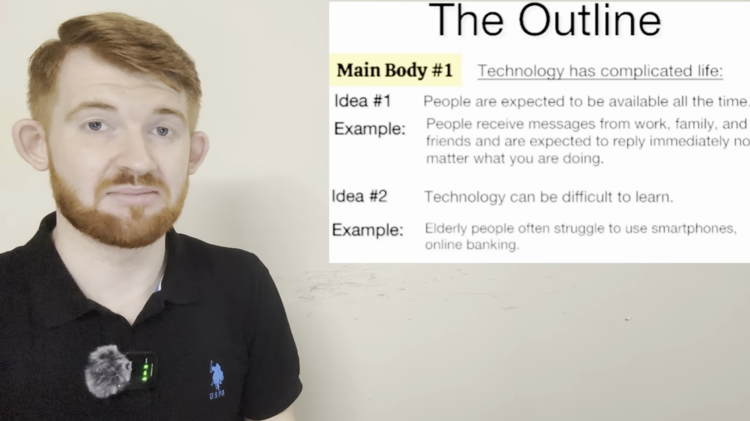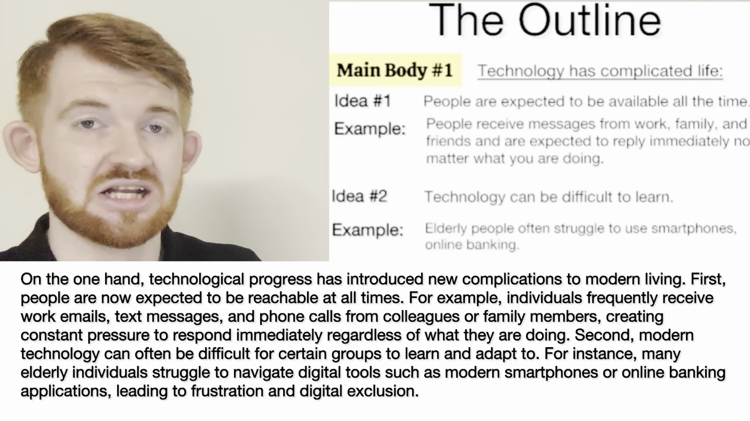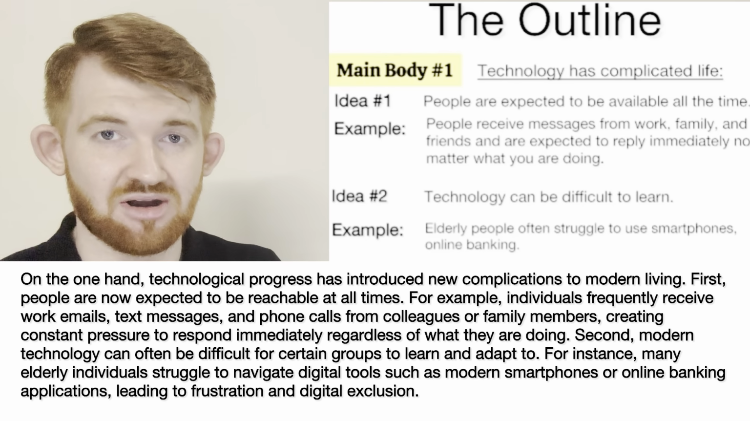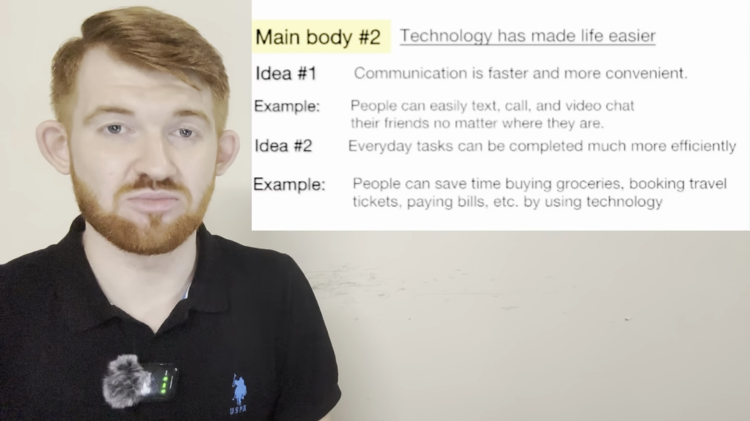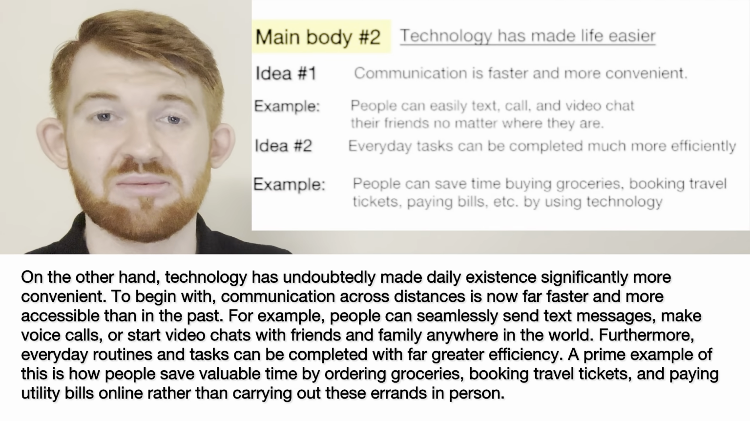Now, if we look at our outline for main body paragraph number 1, we can see how similar it is to main body paragraph number 1. And if we look at the outline for main body paragraph number 2, we can see how similar it is to main body paragraph number 2. Now let's see an outline for another question.